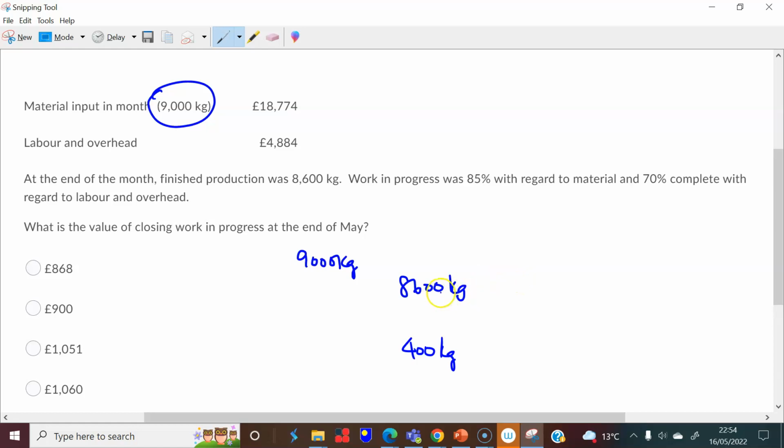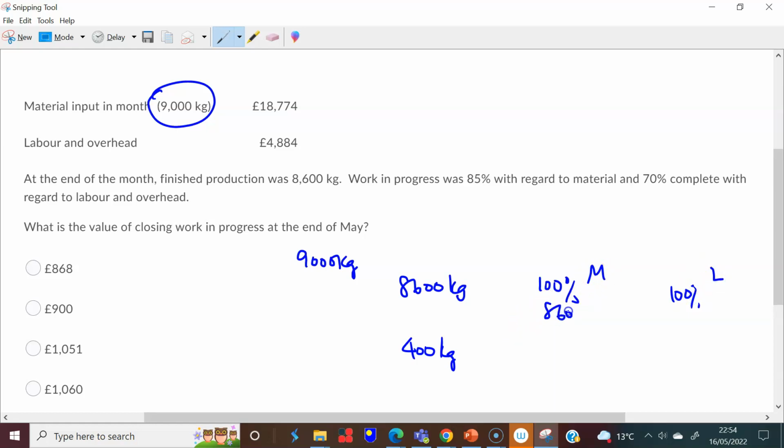So what you have here is you have 8,600 kilograms that are 100% finished in terms of material and that are 100% finished in terms of labor. So you have 8,600 kilograms here in terms of material, and you have 8,600 kilograms here, if you think about it like that, finished. But in terms of your work in progress, you're 85% finished in terms of material. So if you're 85% finished in terms of your material, that is the equivalent, if you like, of 85% times 400 kilograms.